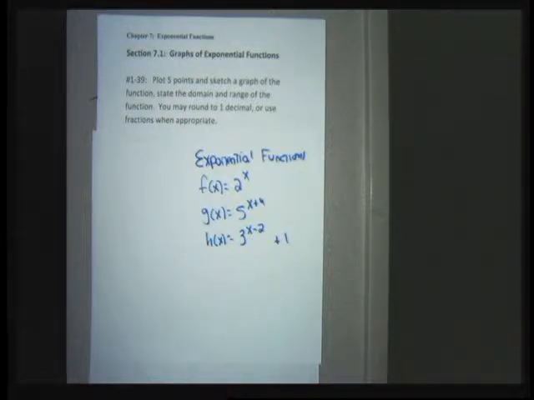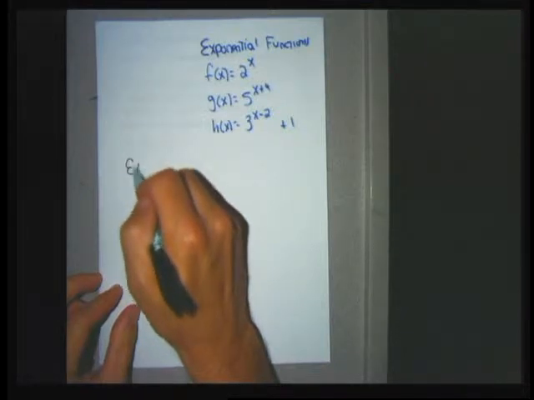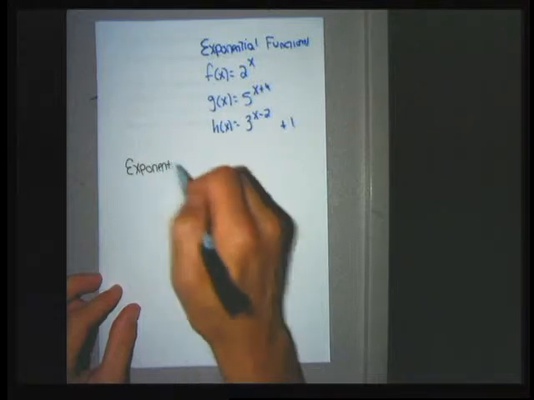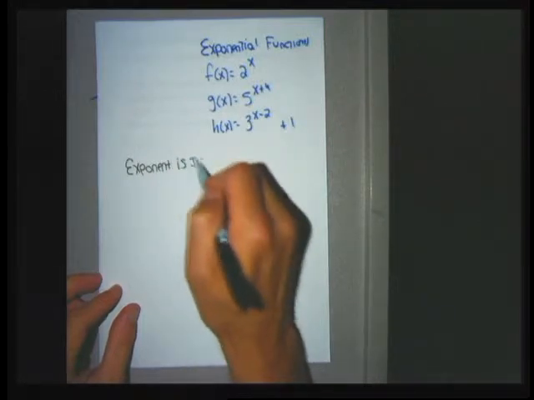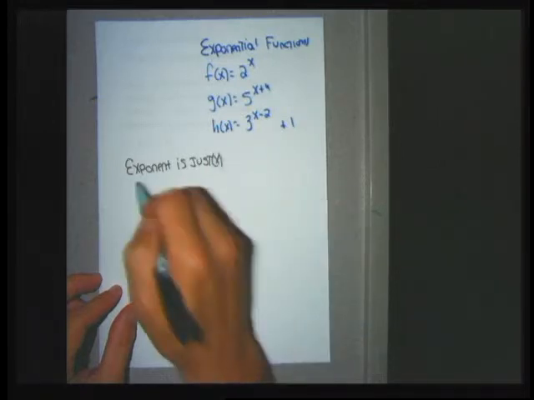Every time I make a graph, I like to make a table, and for exponential functions, the table that I get is going to be dependent on the exponent. So for these functions, if the exponent doesn't have a plus or minus sign, just x, I will use this table.